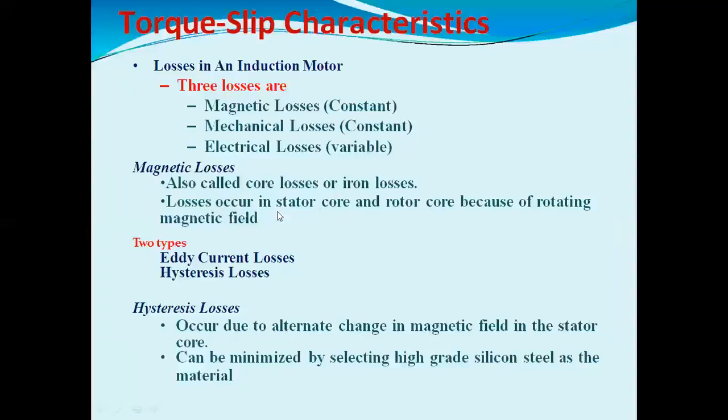Losses occur in the stator core and the rotor core because of the rotating magnetic field. And there are two types: one is called the eddy current loss and one is called the hysteresis loss. The hysteresis loss occurs due to the alternating change in magnetic field in the stator core, and that can be minimized by selecting high-grade silicon steel as the material.